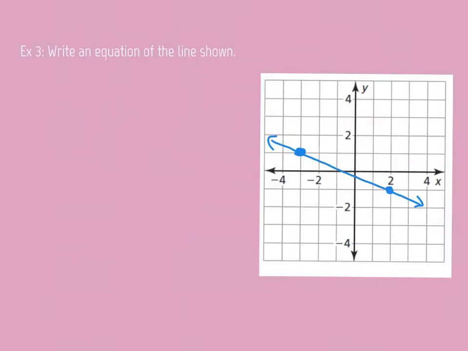All right, in this third example, now I don't have information given to me in terms of numbers and words. It's now on a graph, okay? But the directions still say write an equation, so I'm going to start with my line chart.